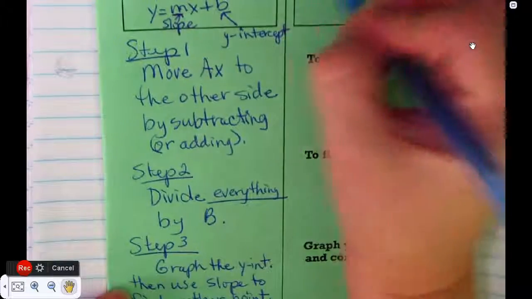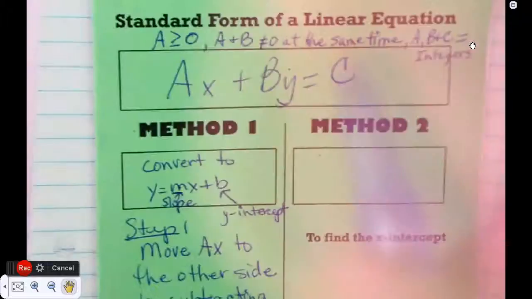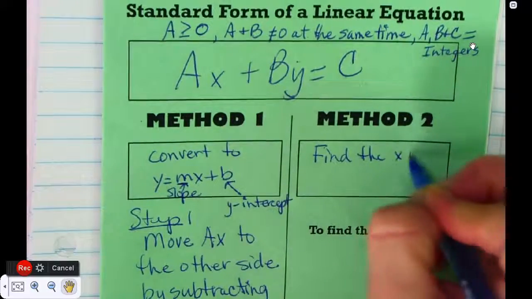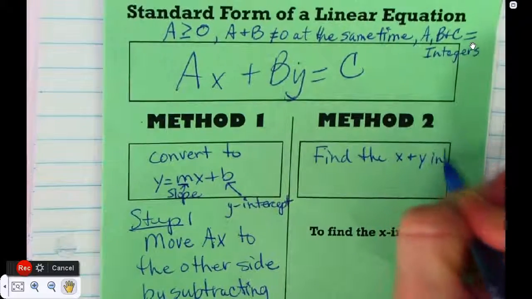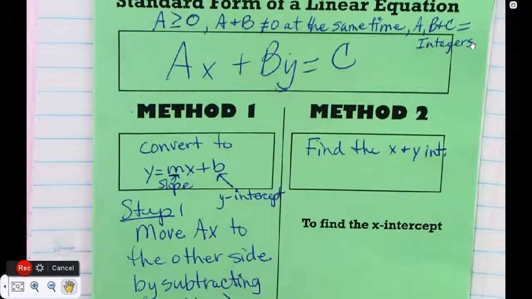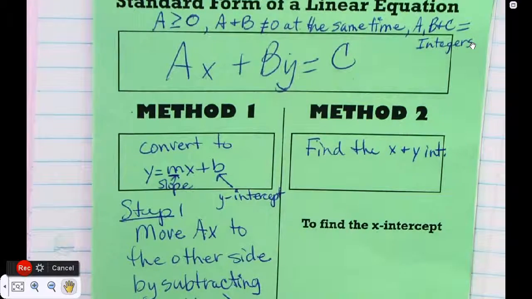Another way to do it is to find the x and y intercepts and graph. Just find what they are and graph.